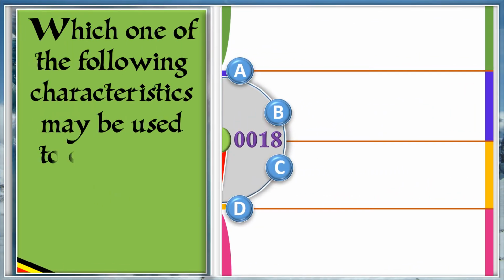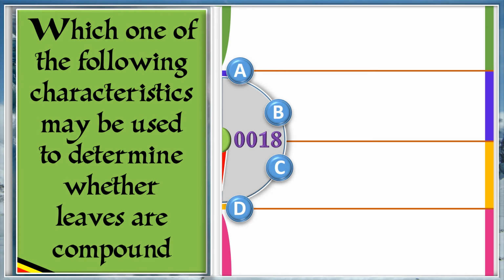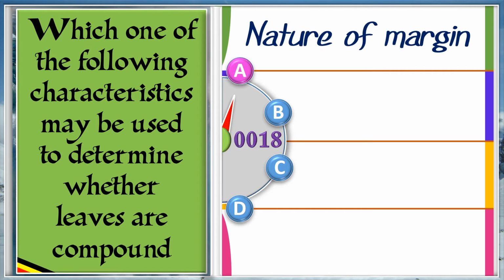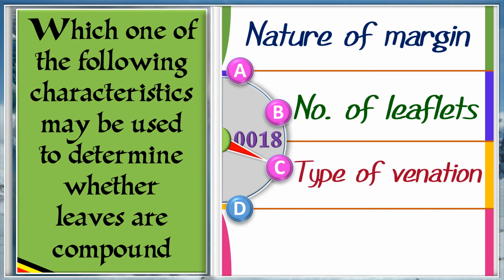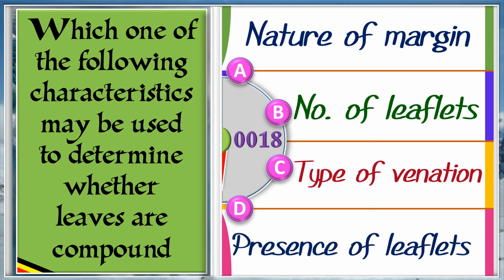Which one of the following characteristics may be used to determine whether leaves are compound? A. Nature of margin. B. Number of leaflets. C. Type of venation. D. Presence of leaflets. And the answer is D. Presence of leaflets.